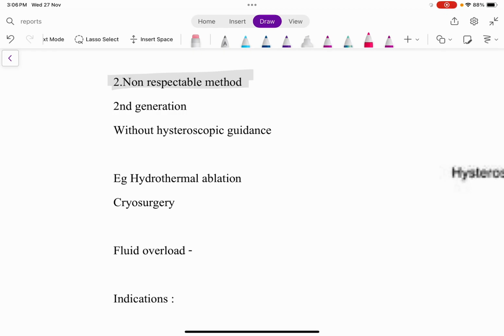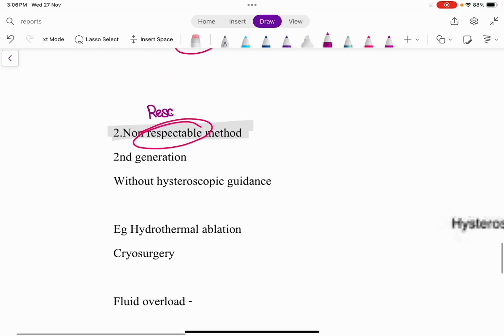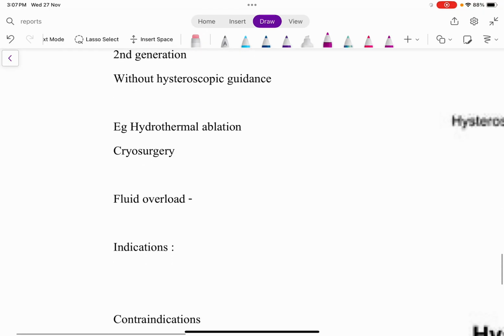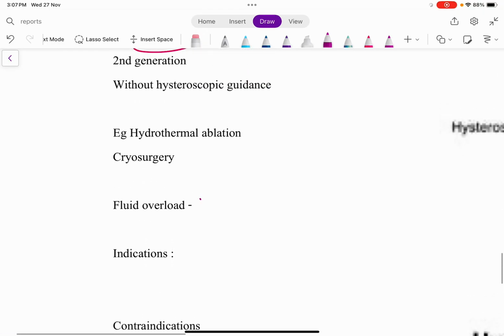Non-resectable method, sorry, there is a spelling mistake here. Let me correct it. Non-resectable method. This is the second generation method. Resectable method is the first generation method. Non-resectable method is the second generation method. The second generation method can be done without hysteroscopic guidance. You're not going to use any hysteroscope. Since you're not using any hysteroscope, there is no risk of fluid overload.